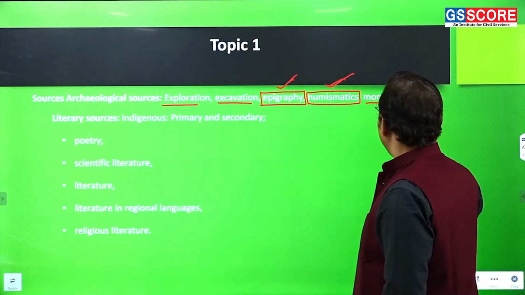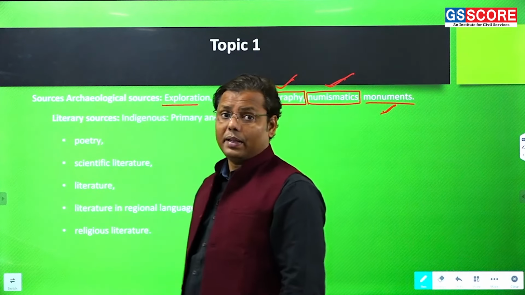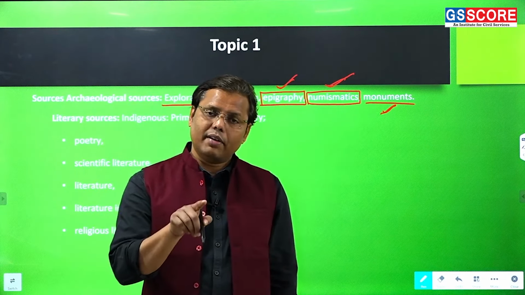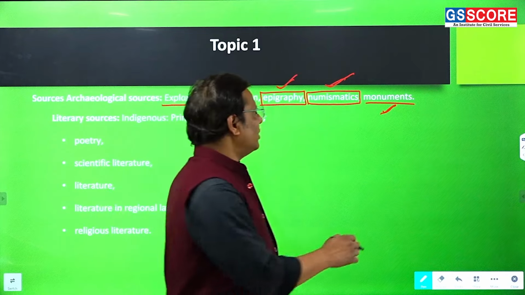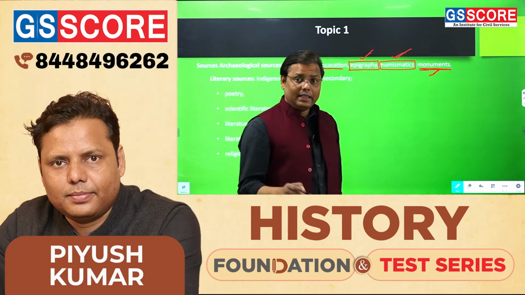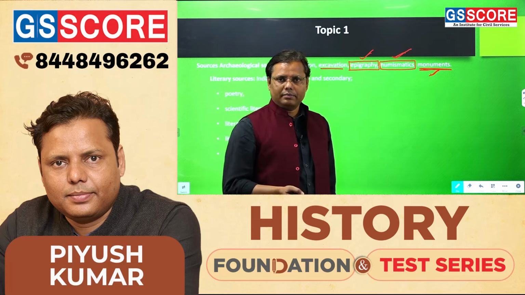But questions could very much be asked on monuments also, that is, how monuments help in writing history. And if you notice the questions of recent years, you'll find that they have asked questions on monuments, but they haven't simply asked about monuments; rather, they have linked it with one of the periods.